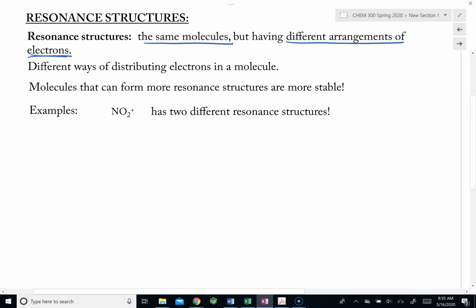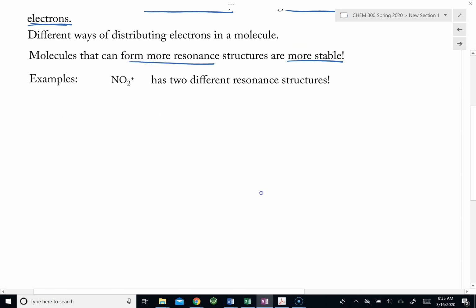So a molecule will have different ways of distributing its electrons to form different double bonds, and those are called the different resonance structures. And overall, if a molecule can make more resonance structures, then it tends to be more stable. So that's very important in chemistry. So let's go over an example of the different resonance structures.